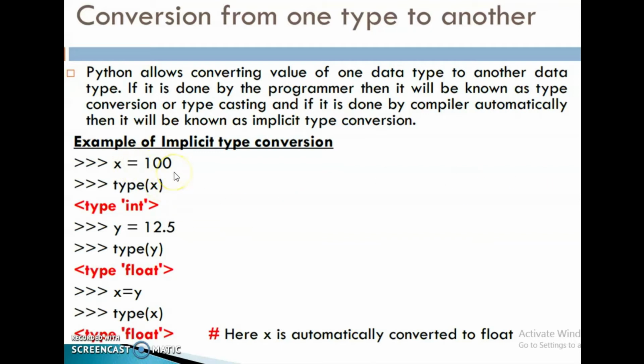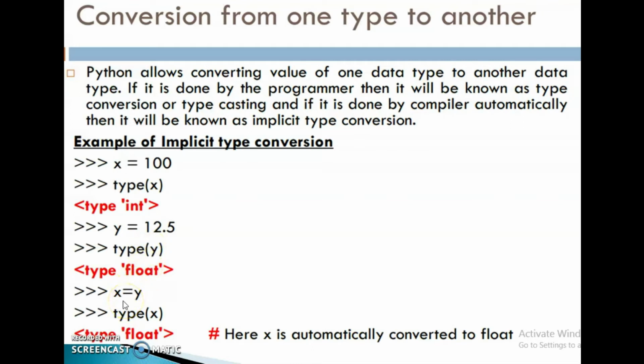x is equal to 100. What's its meaning? 100 is the value. We are assigning this value to this variable x. Then if we need the type of this variable x, we can use the syntax type of x. Then we can identify the type of x is int. Then y is equal to 12.5. Type of y is float. We can identify y's data type is float.